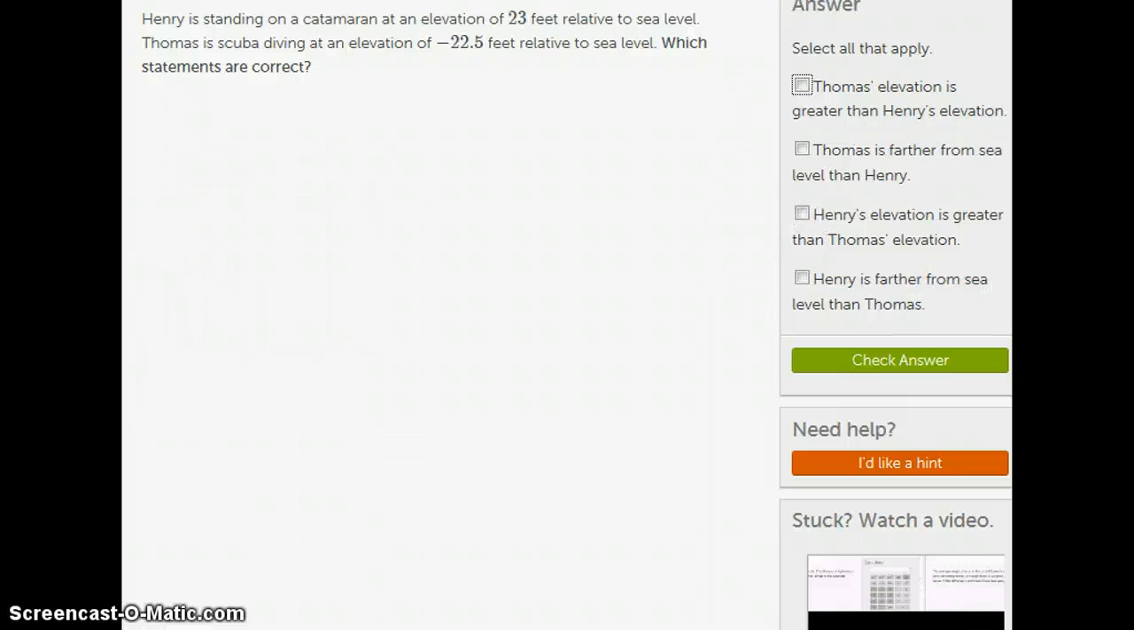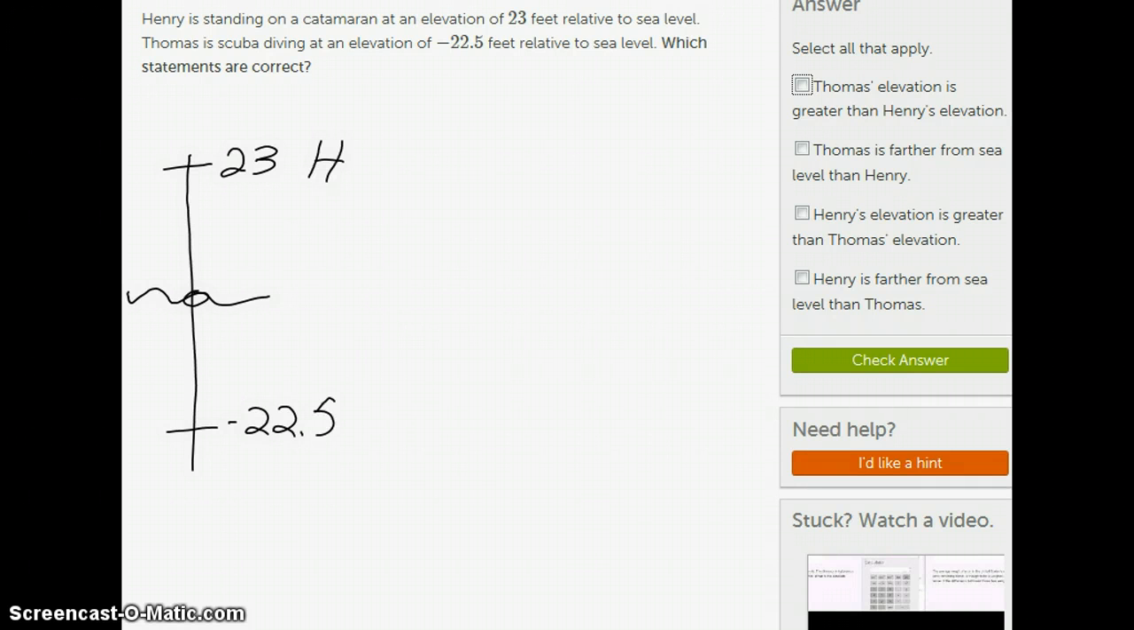Again, we have a similar problem, just different numbers. Again, it's Henry and Thomas. Henry is standing at a catamaran of 23 feet relative to sea level. So again, there's my sea level at 0. Henry is 23 feet up. It is feet relative to sea level, so that's positive. That is up above ground. And Thomas is at a negative 22.5 feet, and this is Thomas.